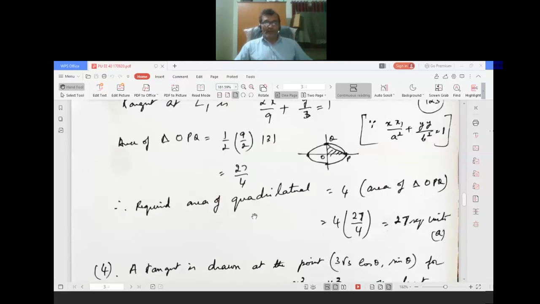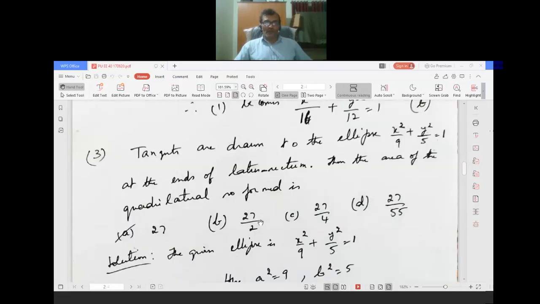So the required area of the quadrilateral will be 4 times the area, because here one triangle, here one triangle, here one triangle. So 4 into 27 by 4, that is nothing but 27 square units. So once again I will explain this problem.